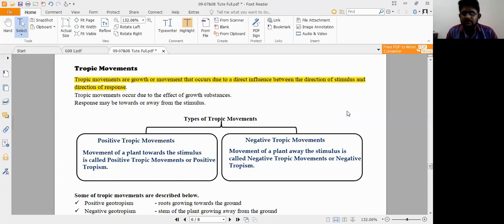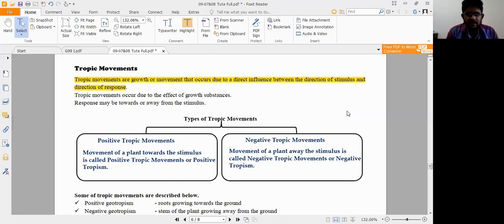Now, what is the stimulus I'm taking here? The earth. We name it as geo. So, if the root is moving towards the earth, that is a positive tropism. And what type of positive tropism? We name it as positive geotropism. Why? It's moving towards the earth. And when the roots are moving towards the earth, the stem, the shoots, are moving away from the earth, and that becomes negative geotropism because that is in the opposite direction. Hope you understand now, right? So positive tropic movements are towards the stimulus, negative tropic movements are away from the stimulus.